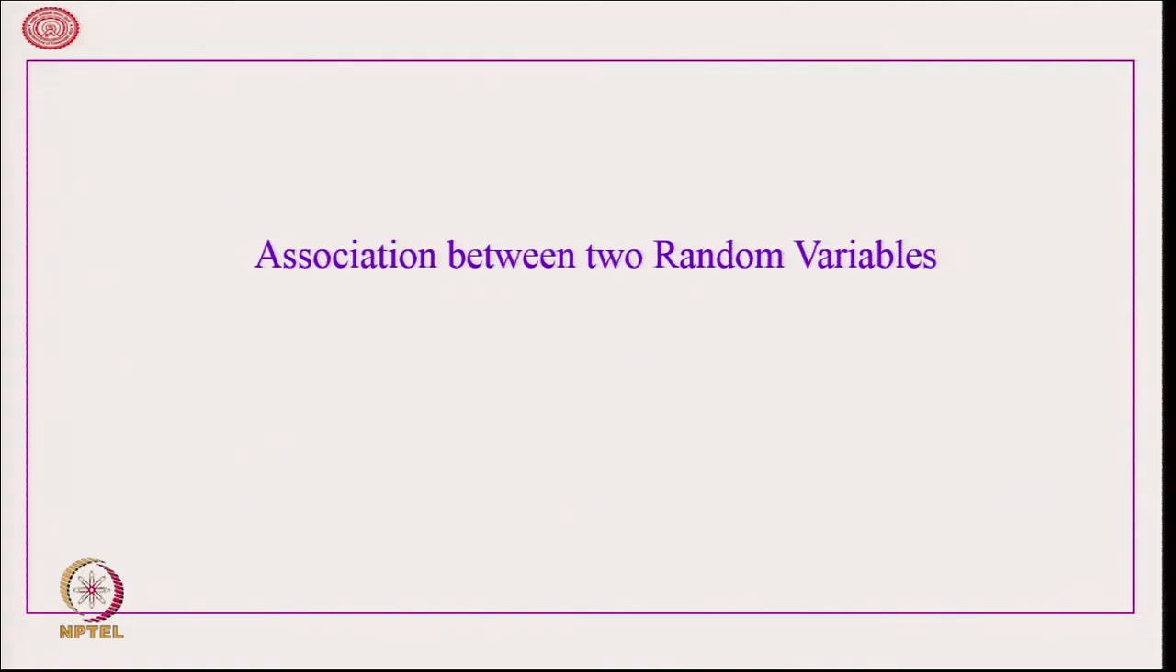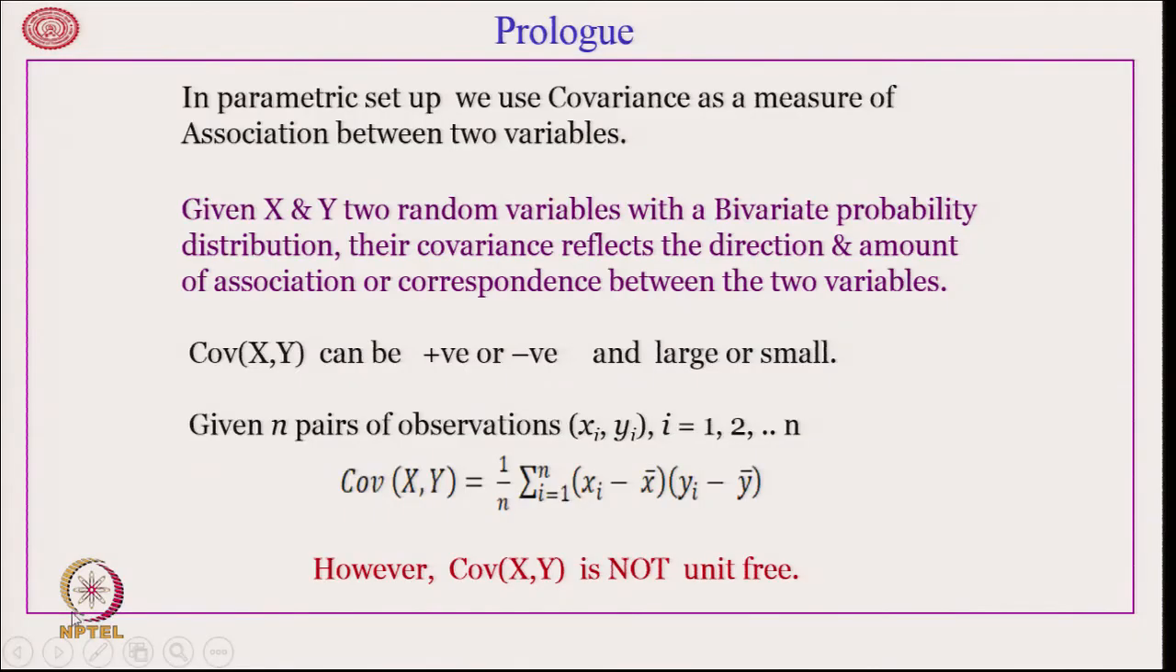random variables. I hope all of you know how we study the association of two random variables in a parametric setup, and the corresponding measure is covariance. So, the situation is like this: given x and y, two random variables with a bivariate probability distribution. This is very important because if x and y are independent, then they do not have any covariance, that value is going to be 0.